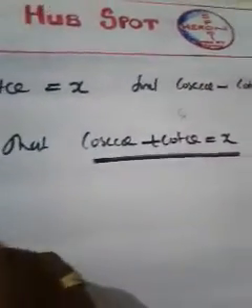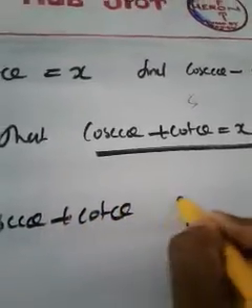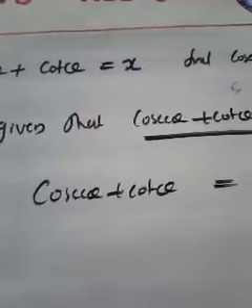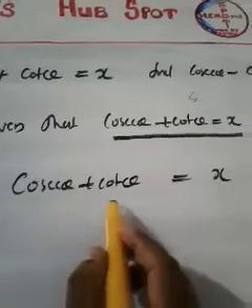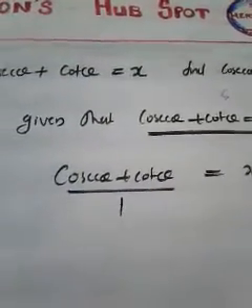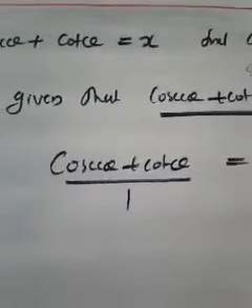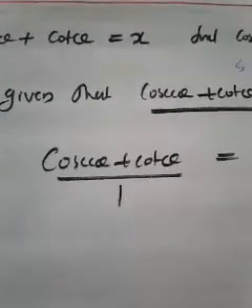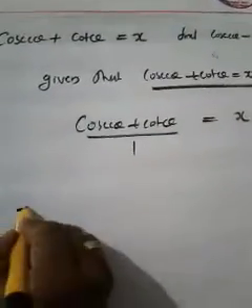So cosec theta plus cot theta is equal to x. Instead of cosec theta plus cot theta, can I write it as cosec theta plus cot theta by 1? Is there any problem? Because for every number we can give denominator 1, no problem, isn't it?